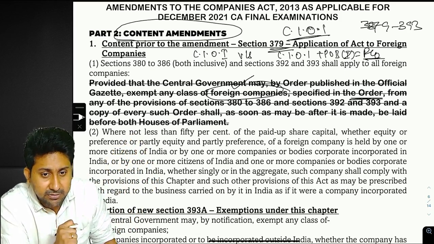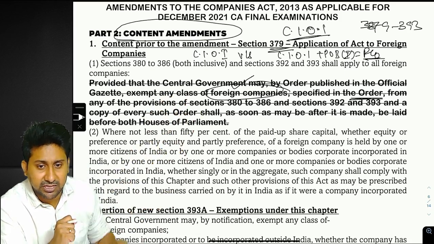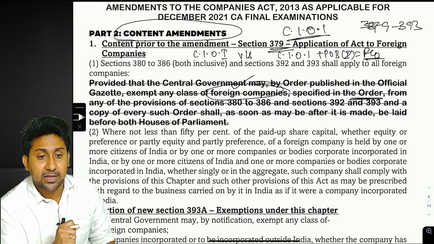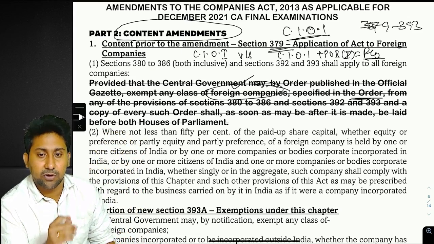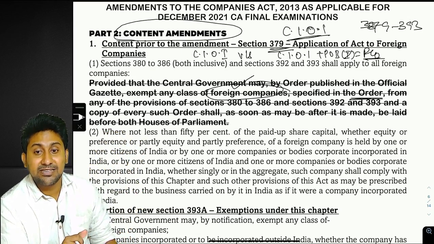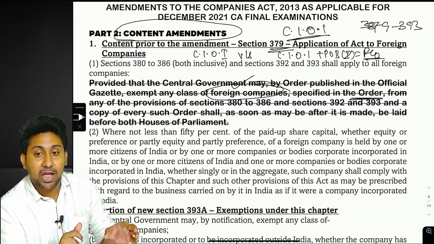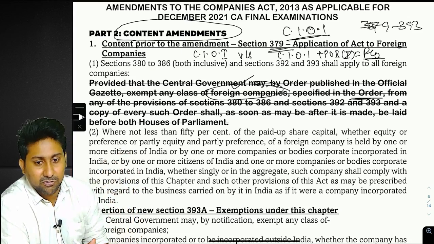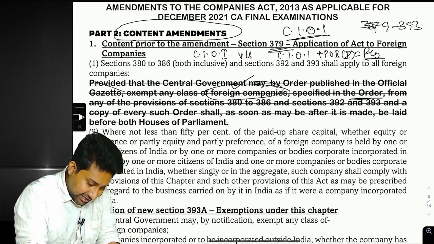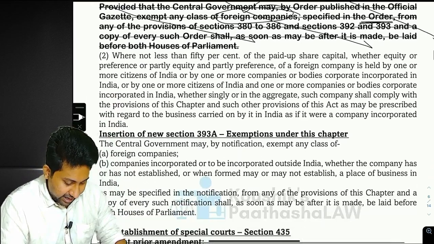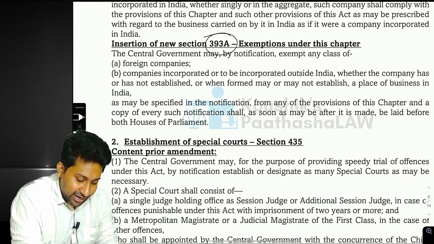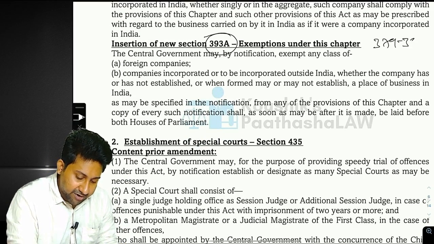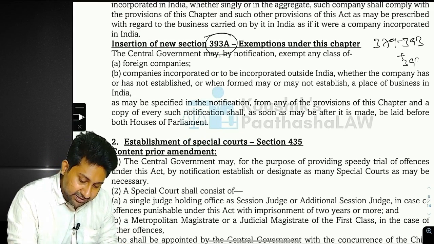Where will you provide that exemption? That exemption could be added to section 379. But you can't add that amendment there, because section 379 talks of applicability of the Act to foreign companies only, not to companies incorporated outside India. Then where to provide it? They deleted the entire section. They added a new section, 393A. Actually, this chapter starts from 379 and ends with 393. They added another section, 393A.